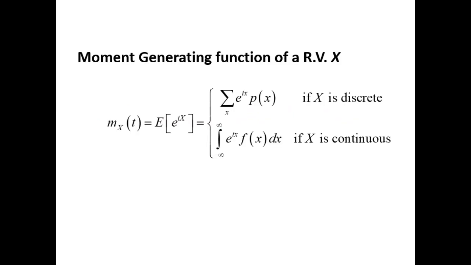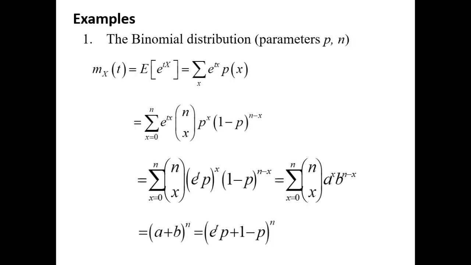Moment generating function of a random variable X, M_X(t), the definition is expectation of e raised to tX. If X is discrete, it is equal to summation over x of e raised to tx p of x. And if X is continuous, the integral from minus infinity to plus infinity of e raised to tx f(x) dx. You can see some examples for this moment generating function.